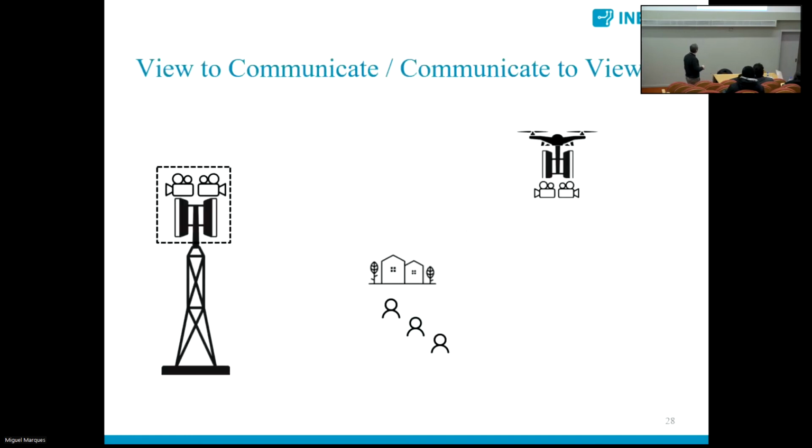Then we have this new concept that we are also starting to explore, that is the combination of vision and communications.